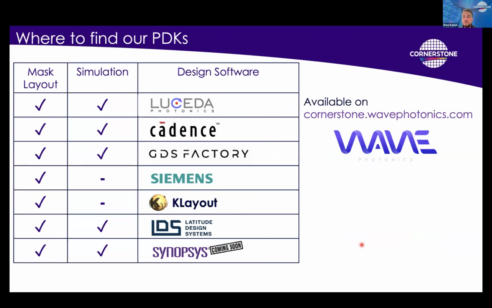So where to find our PDKs? Thanks to the Wave Photonics PDK management platform, right now we have our PDKs available in more design software tools. Here, Luceda Photonics, Cadence, GDSFactory, Siemens. We also provide the layouts. You can actually use KLayout. It is license free, then you can straight away start using it for designing your chips.